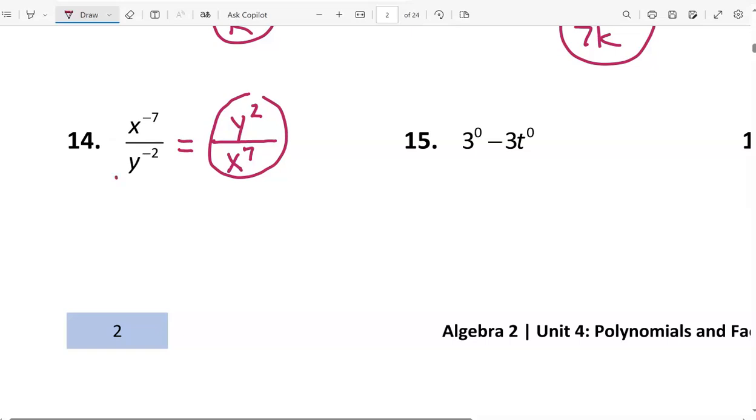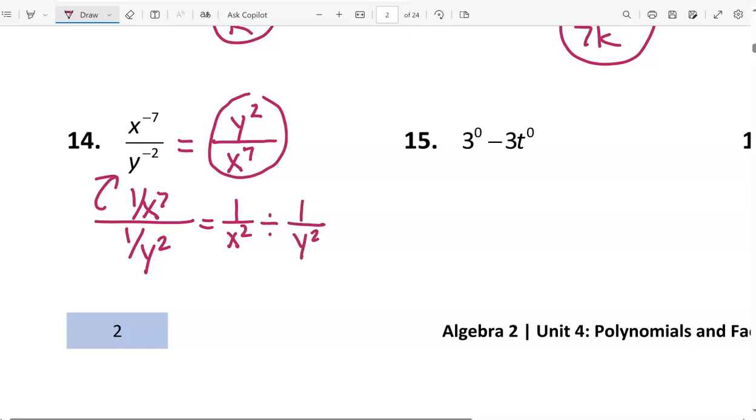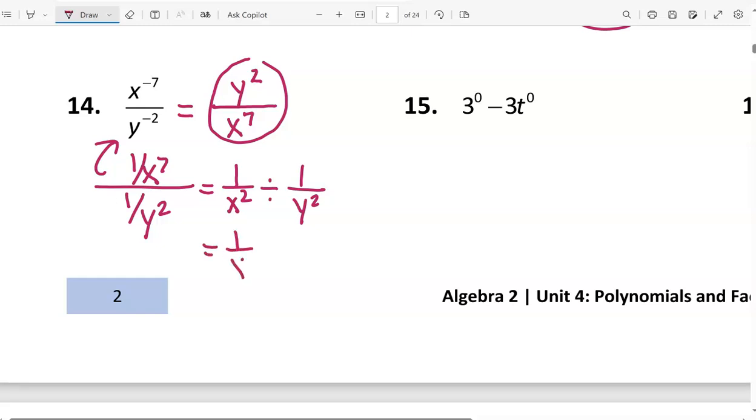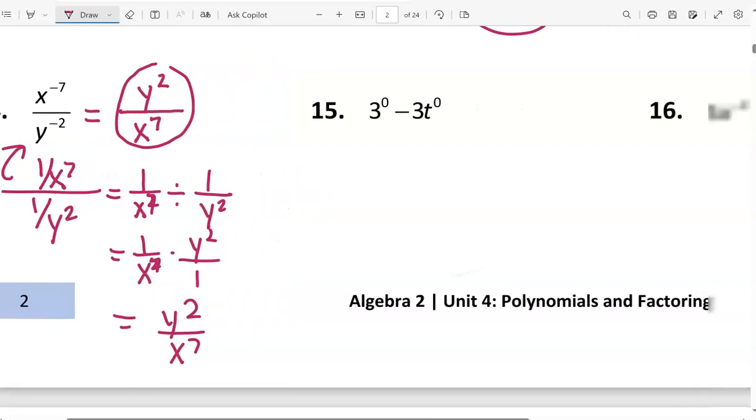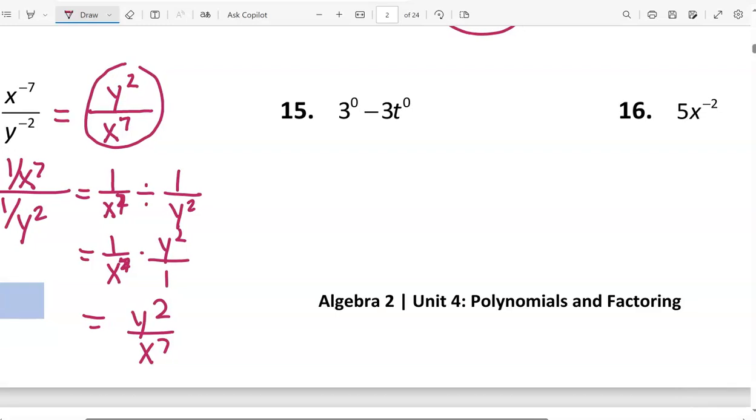We can work this one a different way if you wish. x to the negative 7 is 1 divided by x to the 7th. y to the negative 2 is 1 divided by y to the 2, and re-expressed using a different division symbol, that's 1 over x to the 7th divided by 1 over y squared. And when we divide fractions, we multiply by the reciprocal. So that gives us a result of y squared over x to the 7th. Same result, different technique.